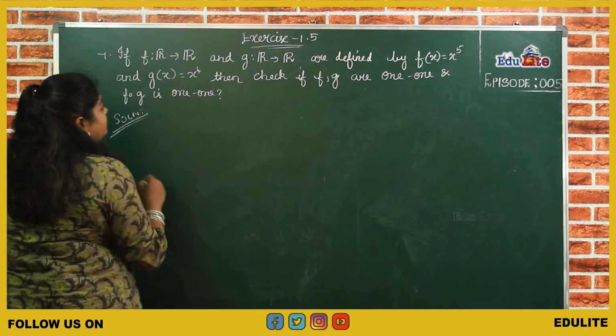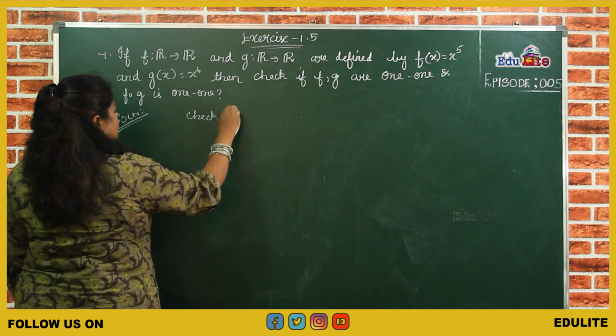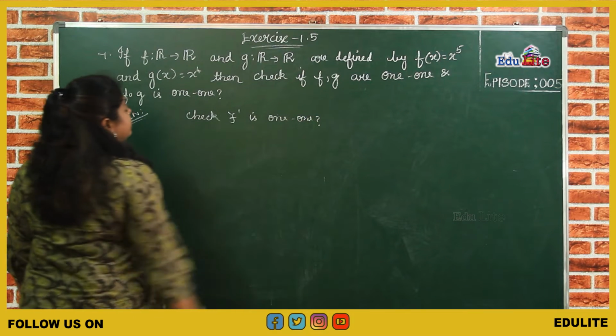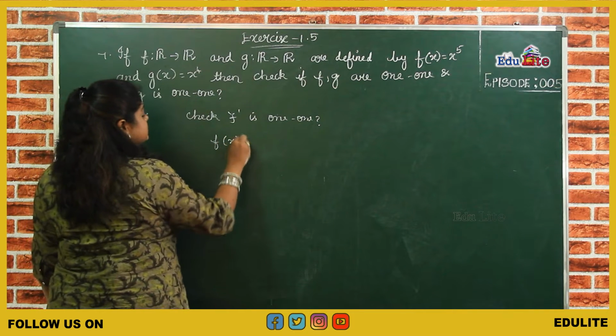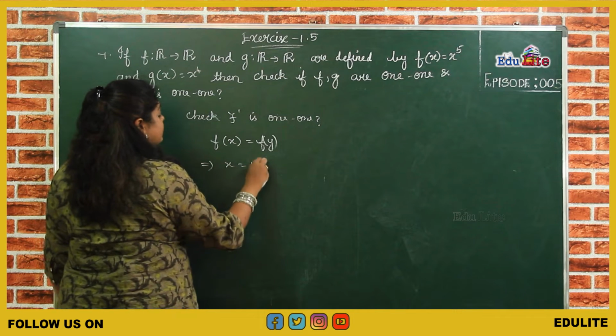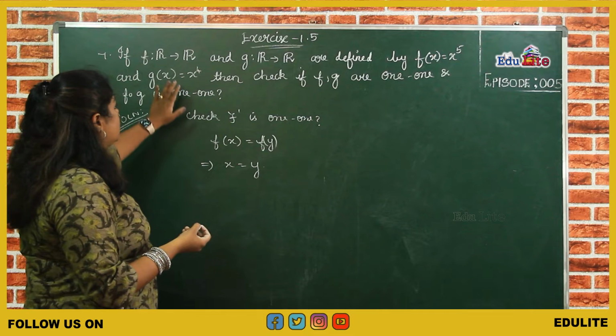So first let us find whether f is one-to-one. So already we saw in the last class that to prove one-to-one we can do f of x is equals to f of y. If it implies x is equals to y, then we can consider the function f as one-to-one. We will follow the same steps to do so.